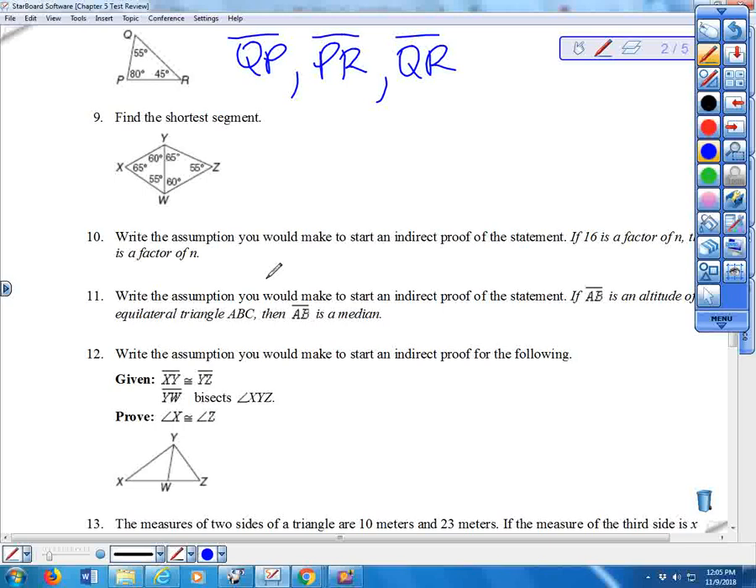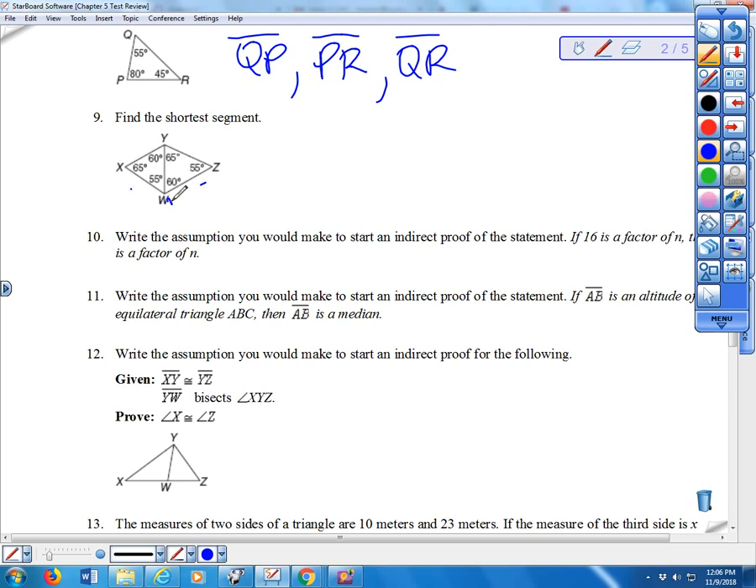So what I did is I looked at YW, and it's opposite the biggest angle in the left triangle, which is 65 degrees, right? So it's the biggest side in this triangle, but it's the smallest side in this one, because it's opposite the 55 degrees. And I'm trying to find the shortest segment.